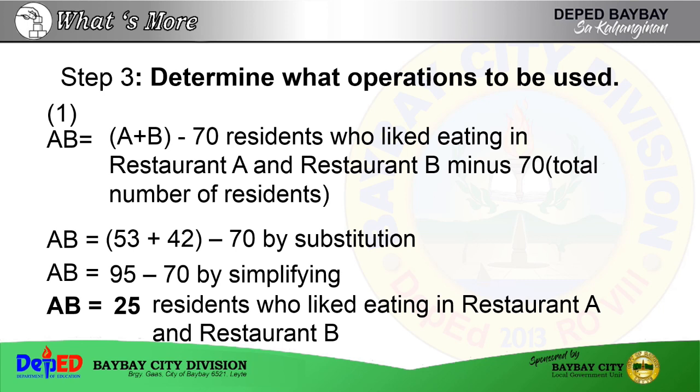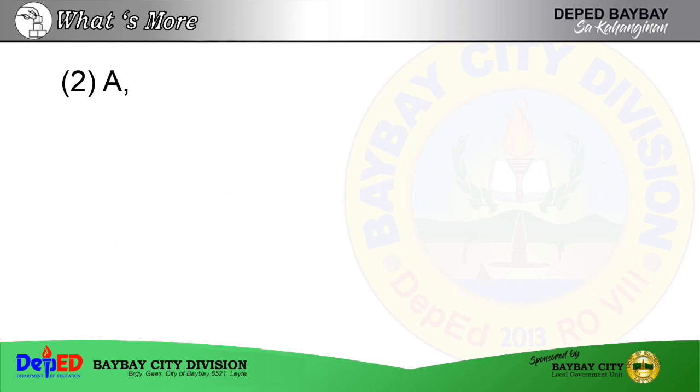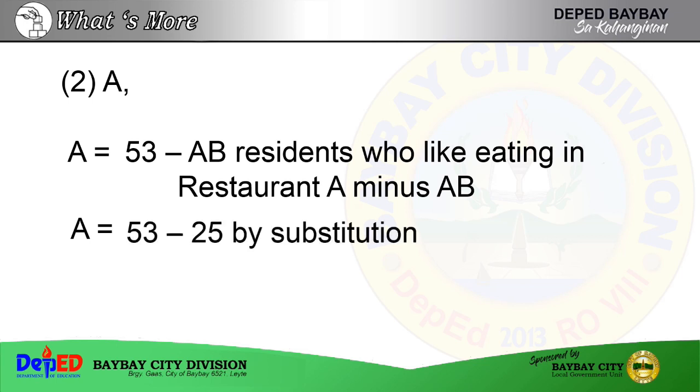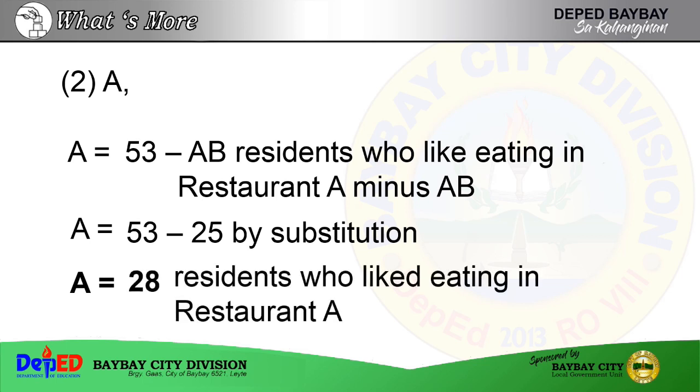To obtain A only, A is equal to 53 minus A∩B, the residents who like eating in Restaurant A minus A∩B. So A then will become 53 minus 25 by substitution. We substitute A∩B to 25. A is equal to 28. So there are 28 residents who like eating in Restaurant A only. 28 came from 53 minus 25.